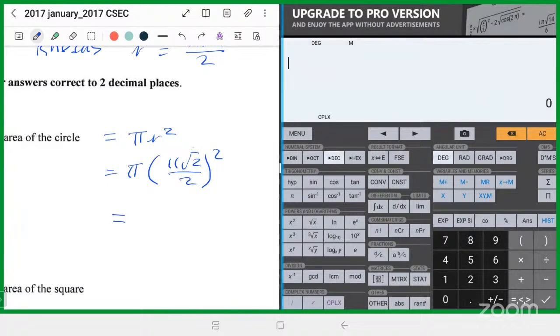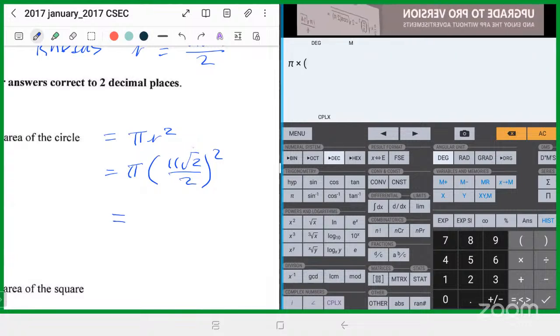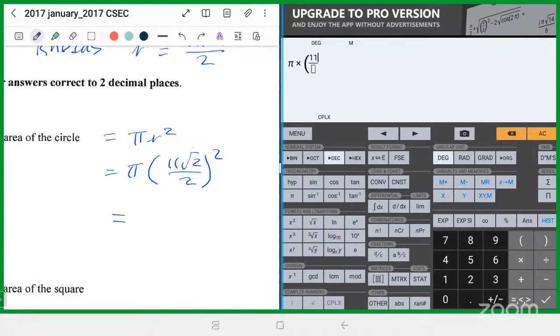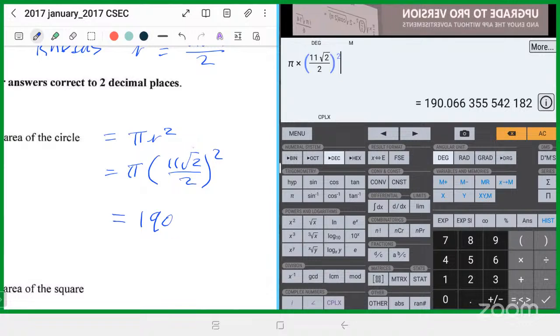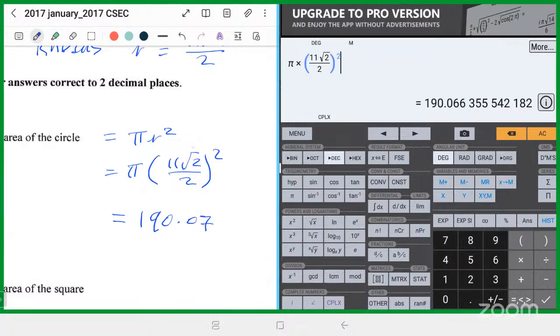So it's going to be pi, times bracket, fraction, 11 square root of 2 over 2, close bracket, square that. That's 190. It says 2 decimal places, so it's 190.07 if you correct it to 2 decimal places. And that is centimeters squared. That's the answer.